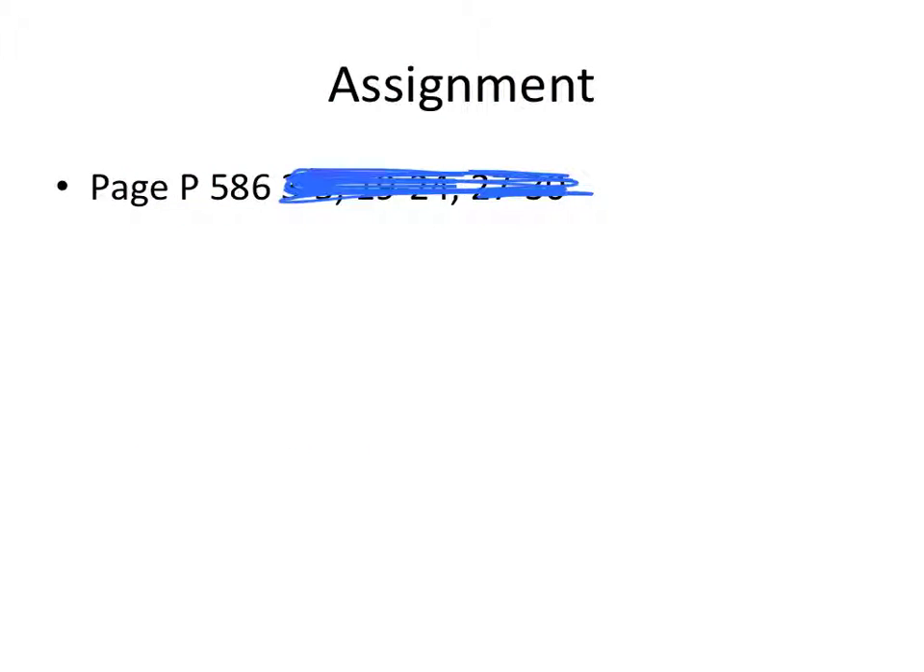Our assignment is page 586, 3 through 29 odd. Make sure you check your answers in the back. Also, remember that LCM is least common multiple, which is similar to least common denominator.